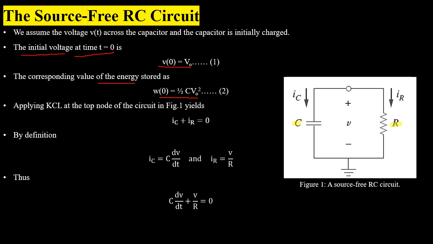Now to find behavior of voltage, we will apply Kirchhoff's current law at the top node of the circuit, which will give us a relation that the sum of current through capacitor and current through resistor will be equal to 0. And we know that the current through capacitor is equal to capacitance of capacitor multiplied by rate of change of voltage, and current through resistor is equal to voltage across a resistor divided by resistance of resistor. Substituting these values, we will have an equation given at the end of the slide.